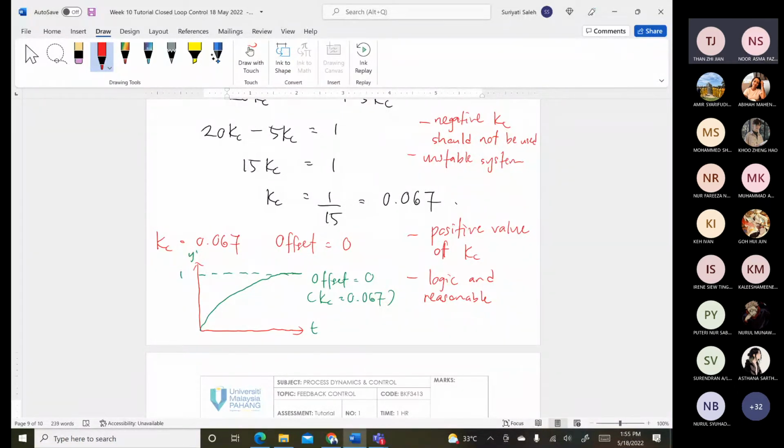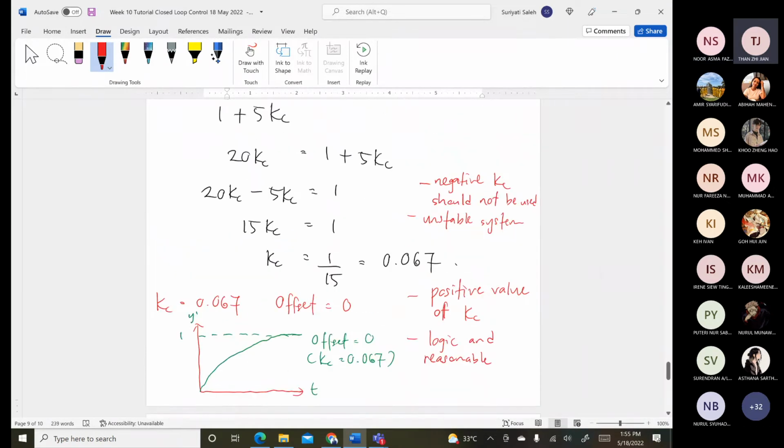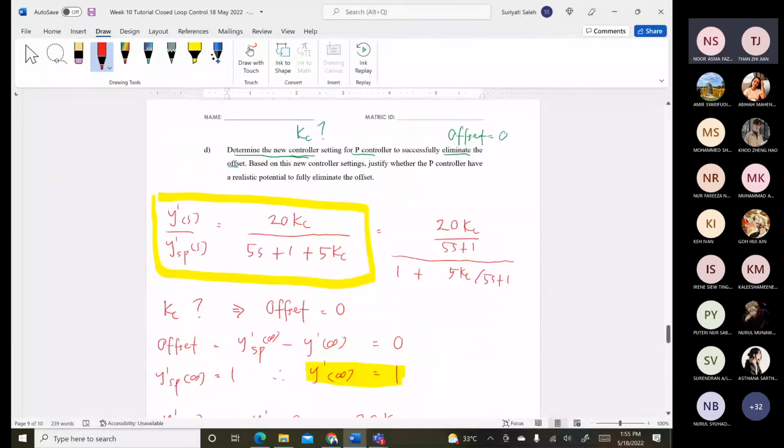So in this case, although the value is too small, 0.067, it is still applicable to ensure the offset becomes 0. So that is the answer for the question. What is the question? Question D.